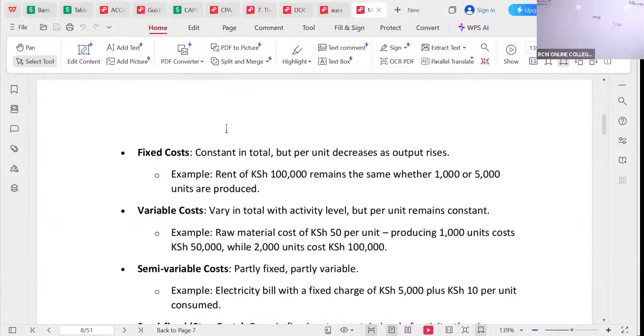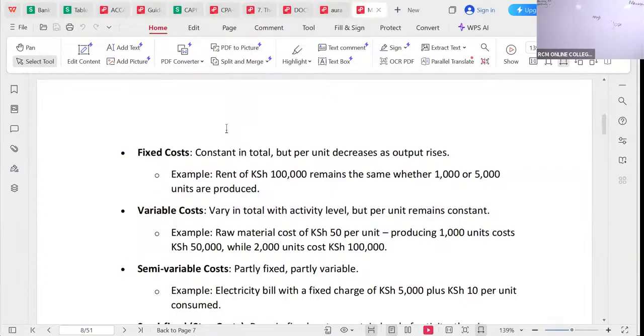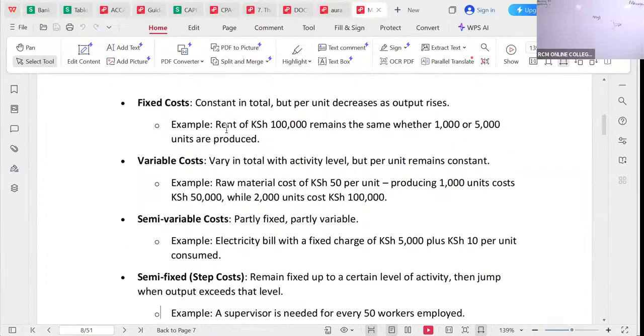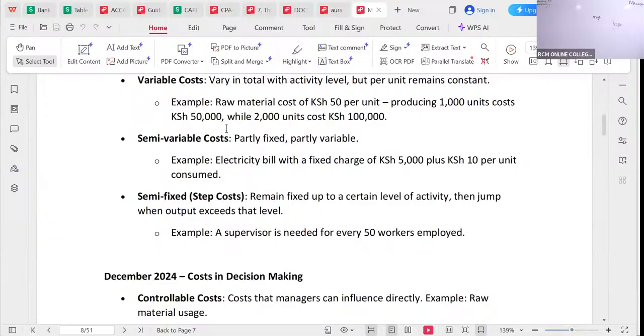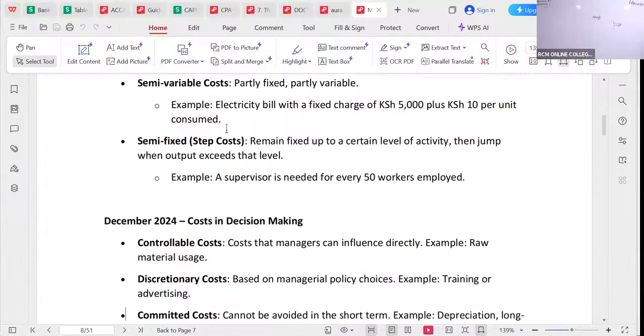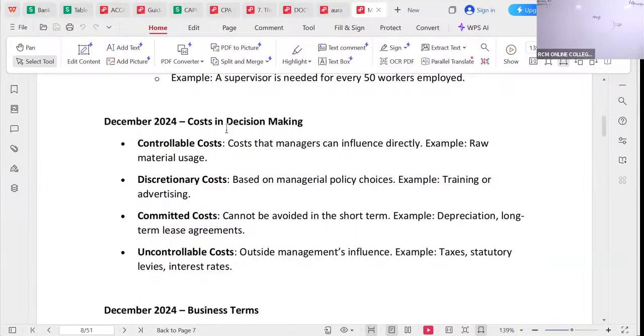But basically they asked us about cost classification in accordance to behavior, of which we have fixed costs, variable costs, semi-variable, and then we have semi-fixed, what they're also calling step costs. Then we have costs in decision making, where we have controllable costs, discretionary costs, committed costs. Controllable costs are those costs that managers can influence directly. Example, raw material usage.